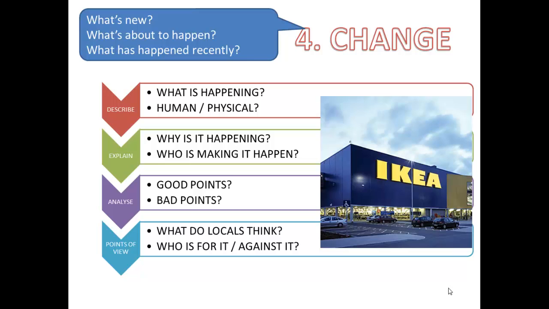Then we go on to step 3 and we try to analyse this change. This means looking at good and bad points. So, for example, a good point is that IKEA will bring jobs. However, a bad point is it will also bring traffic congestion. Sometimes we can decide if IKEA locating or a change is better or worse for an area. Finally, geographers look at points of view. This means what people think. You could find this out by asking your mum, your dad, your teacher, your friends, or if you look carefully you may find out views of politicians or, for example, the directors of IKEA.